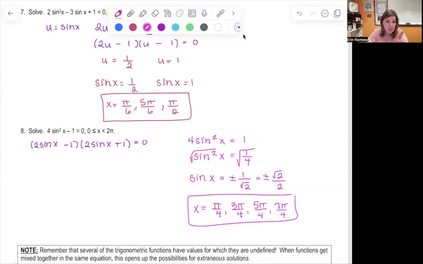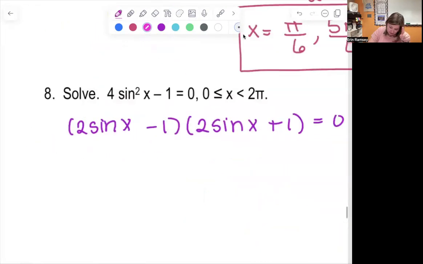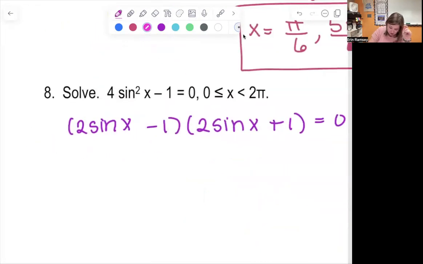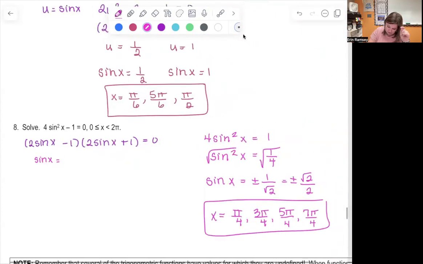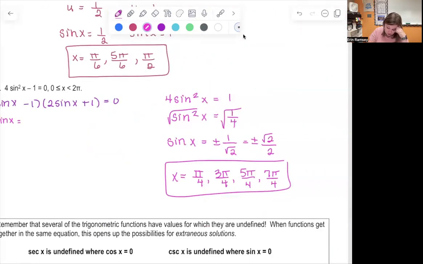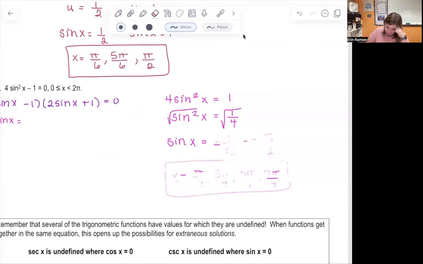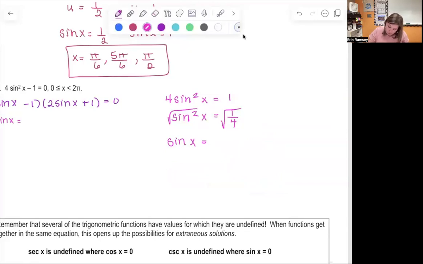We can see over here on the factored side that when I set each of these factors equal to 0, I'm going to get sine of x equals, oh, this is not going to be square root of 2 over 2. This is just 1/2. You probably caught that as I was talking, because sometimes you guys do better than I do. The square root of 1 is 1 over the square root of 4, which is 2, not the square root of 2. So we don't need to rationalize anything here.